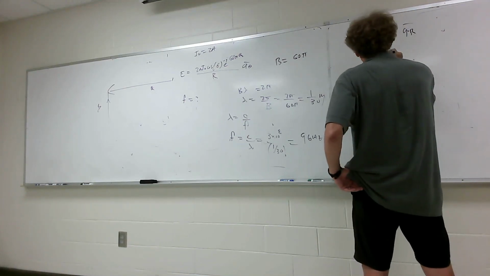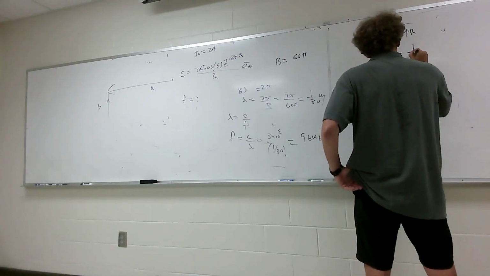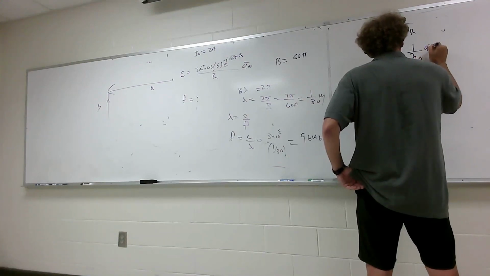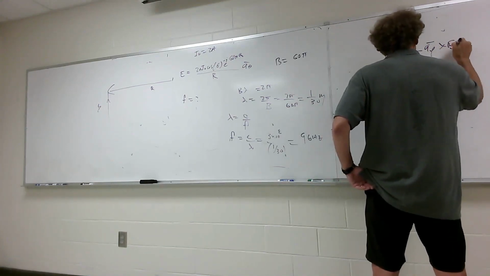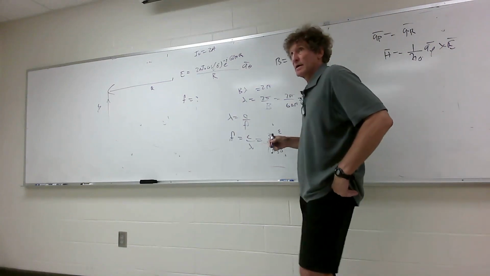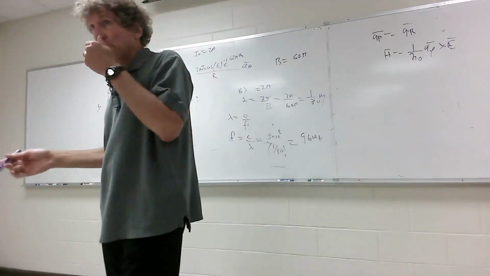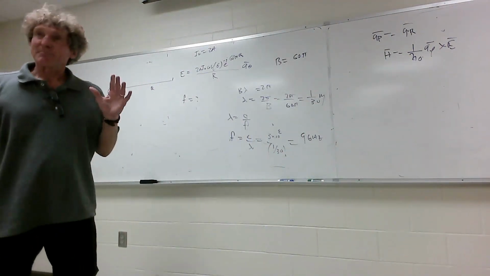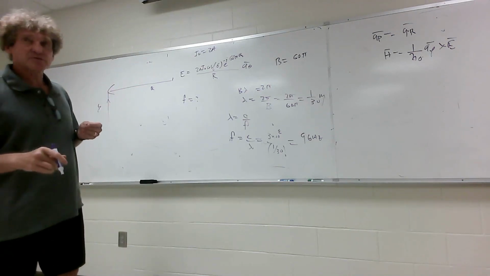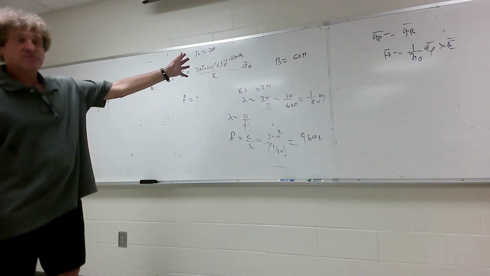Now we could do what? We could say H is equal to 1 over eta, unit vector in the direction of propagation cross E. Couldn't we do it that way? It's propagating, it's a plane wave propagation. I mean, it's actually not planar. It does have some curvature, but the curvature is of no value if you get far enough away.